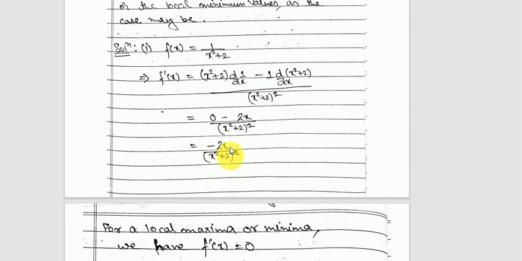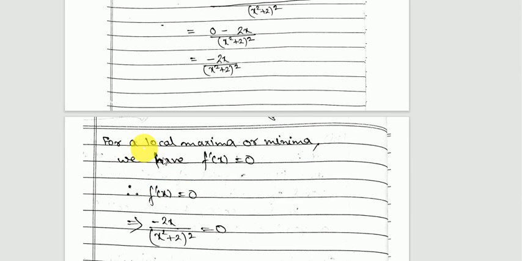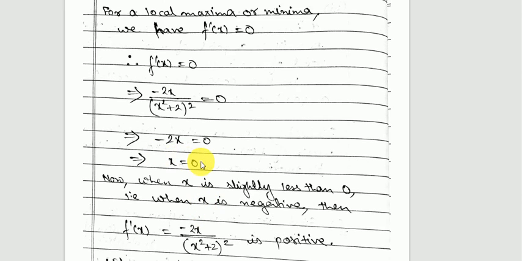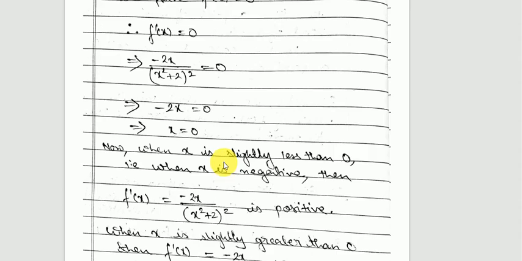Now we will put this derivative equal to 0. Why? Because we want to find points at which the derivative is becoming 0, since we know that for a point of maximum and for a point of minimum, the derivative will be 0. So when we put this equal to 0, we will get x equal to 0. That means x equal to 0 could be a point of maximum or a point of minimum. Right now we don't know. How will we come to know?